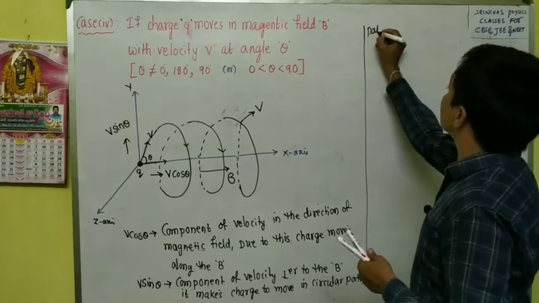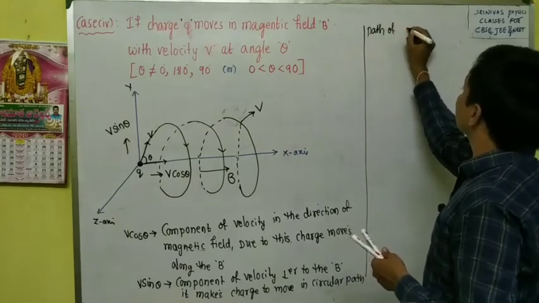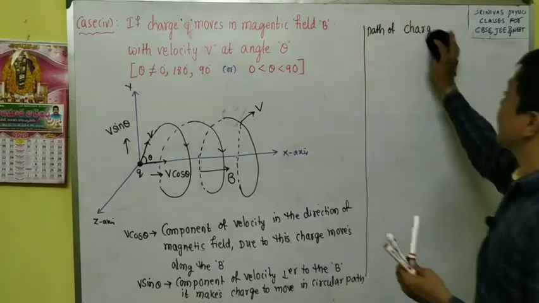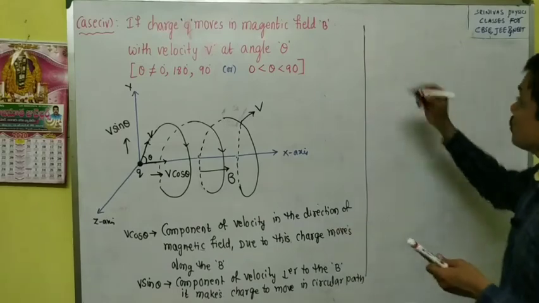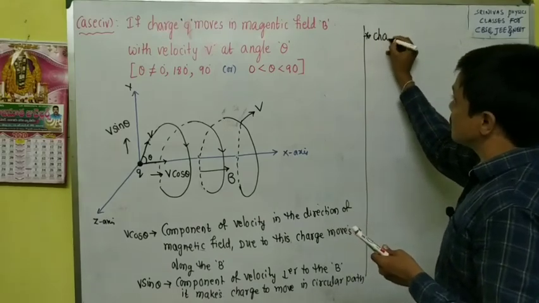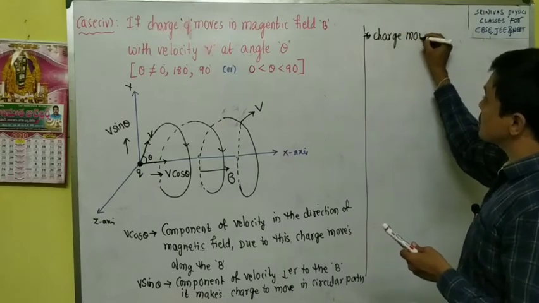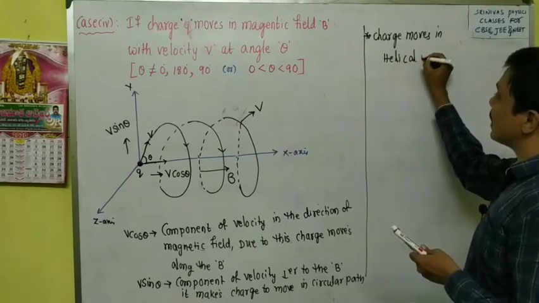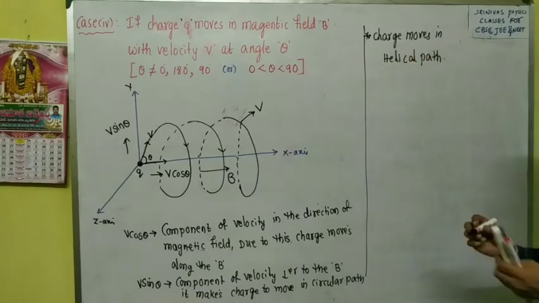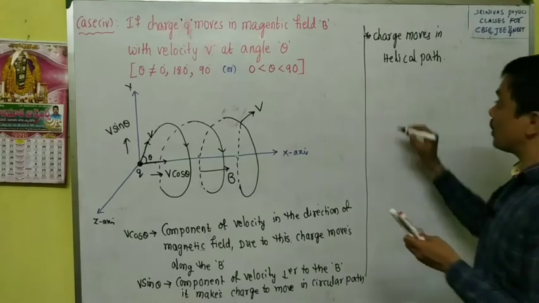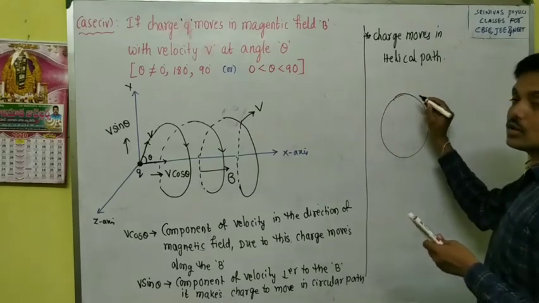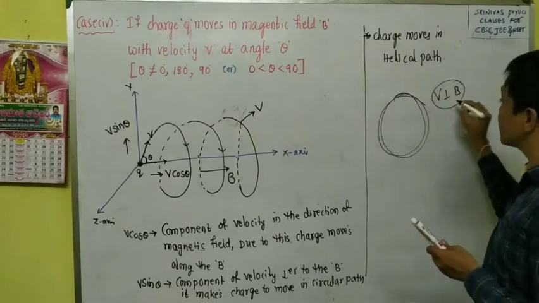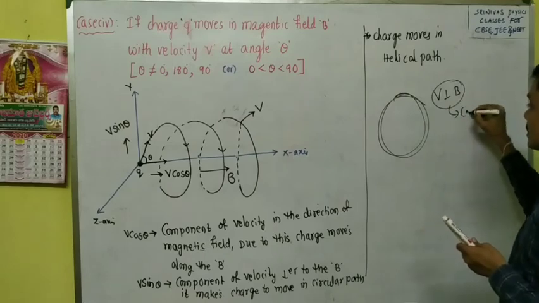The path of charge, or the charge moves in helical path. You can write like this. In this case, how does the charge move? Charge moves in helical path. Why helical path? Charge rotates and also moves forward. Why will charge rotate? Because if velocity is perpendicular to the field, then the charge will move in circular path. We know already that case, we discussed, that is case 3.